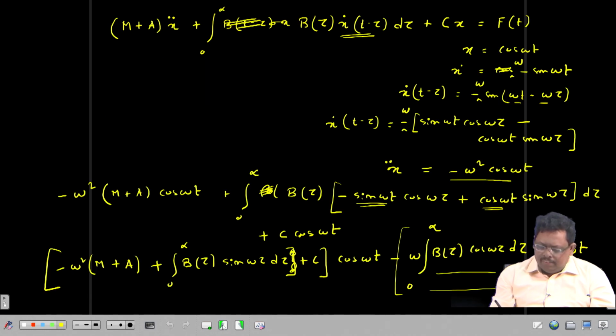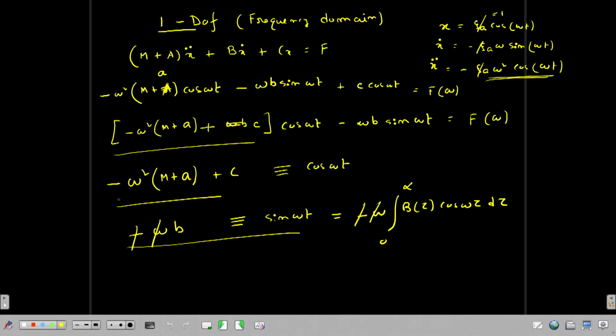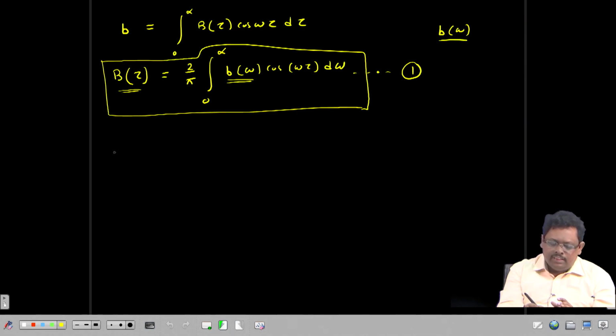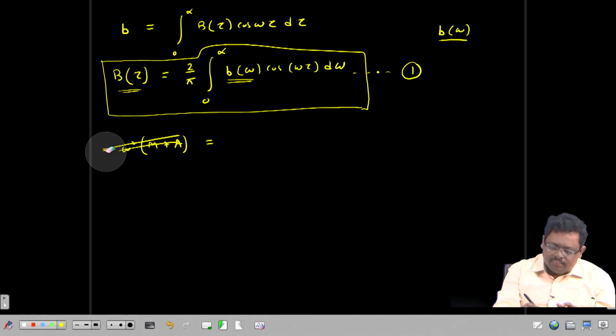Then we need to compare the cos omega t term as well. Now, if I compare the cos omega t term, from here I can get minus omega square m plus a. So, let me write it: it is minus omega square into m plus a. This is what I am getting from the frequency domain. Okay, it should be small a. All the time I am making this mistake, very sorry.